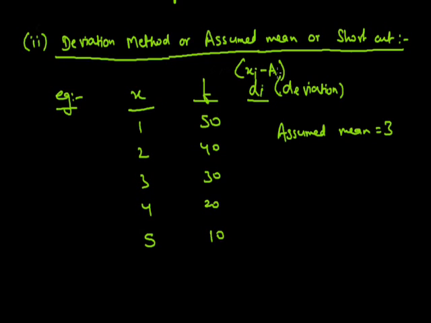We'll find out xi minus a, where xi is the different observations, and we'll subtract this assumed mean from each observation. So if we take the first observation as 1, 1 minus the assumed mean 3, we get d as minus 2 in the first case. Second case, 2 minus 3, we get minus 1. 3 minus 3, we get 0. Then 4 minus 3 gives 1, and 5 minus 3 gives 2. So this is the deviation.